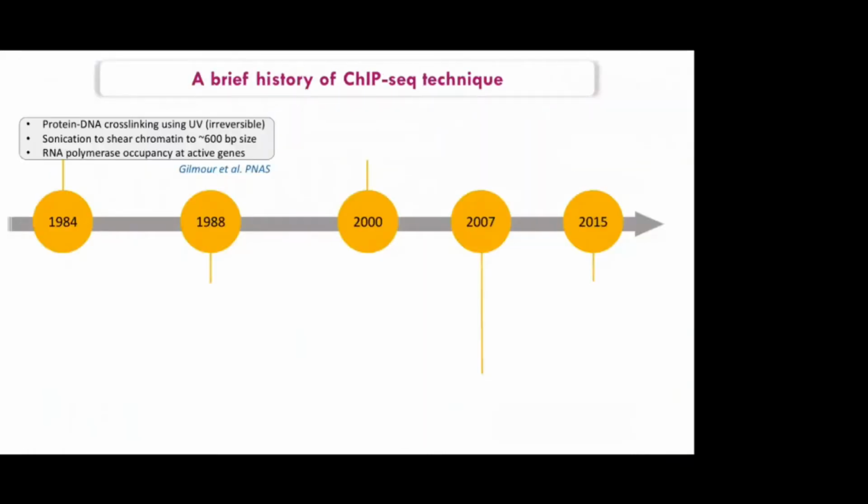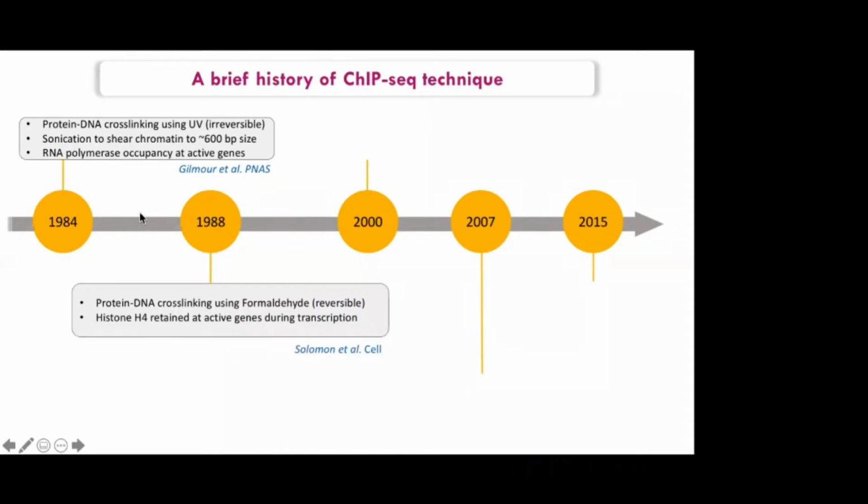So if we just have a look at the history of ChIP-seq technology, in its very early phase, the idea of chromatin immunoprecipitation has its roots back in the 1980s. So this paper in 1984, they looked at the occupancy of RNA polymerase at active genes, and they used protein DNA cross-linking using UV light. Although UV light is a better cross-linker for RNA protein cross-linking, nevertheless it works.